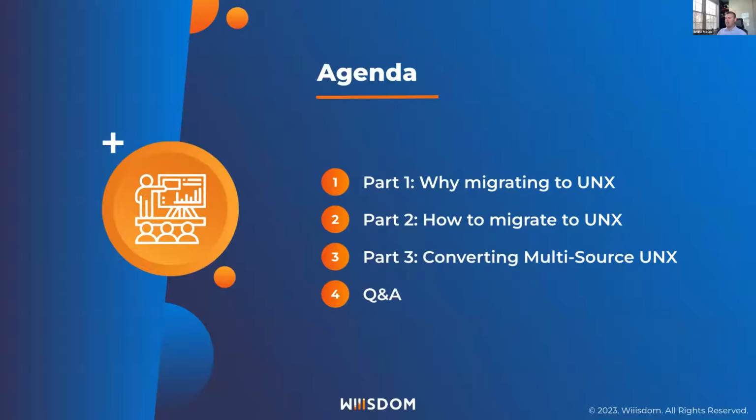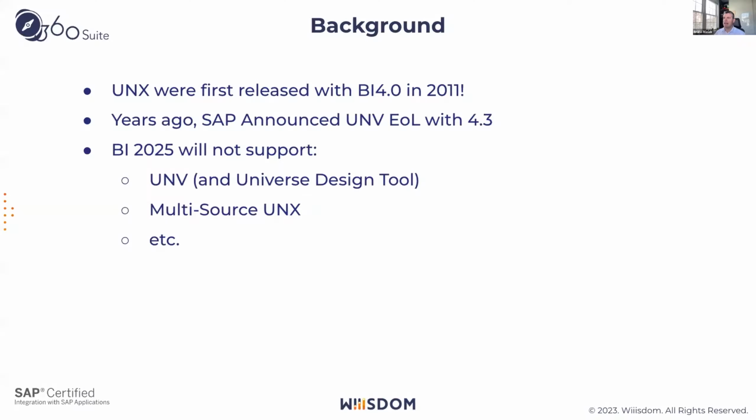Okay. Thanks a lot, JF. The agenda today is why go to UNX, how to go to UNX, and then there's a last part as well, because some customers have multi-source UNXs, and this will also be an issue with BI 2025. Then we'll take a couple of questions at the end, depending on time, and if we can't, we will answer them afterwards.